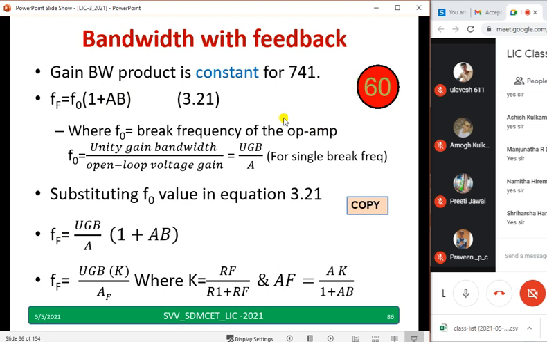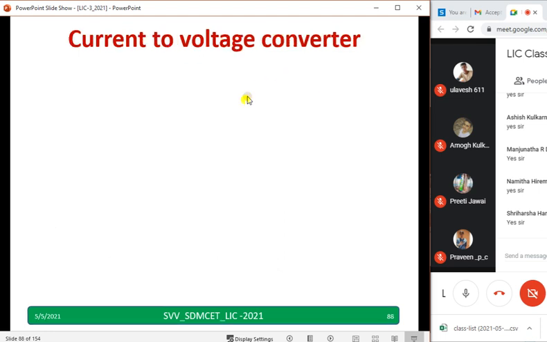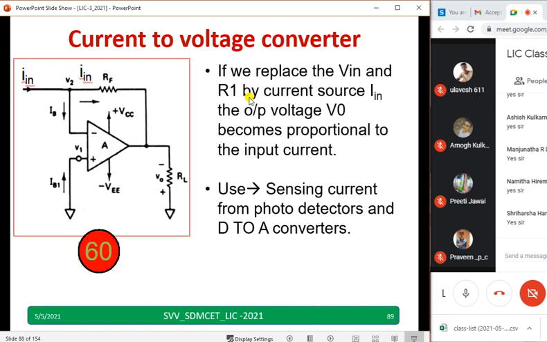Let us go to the next. Current to voltage converter. If we replace the Vin and R1, we have discussed this, we had a Vin source and R1 resistor, it will give the IN current. All of us know the input resistance of the op amp is very high, so IN will be equal to the same current through the RF.